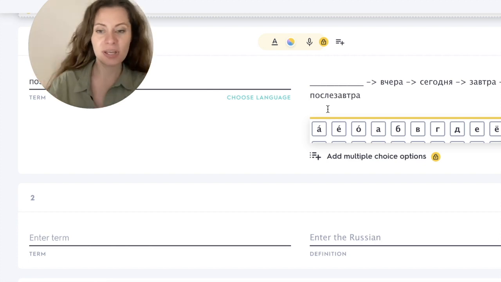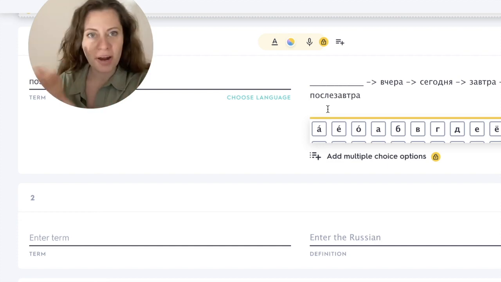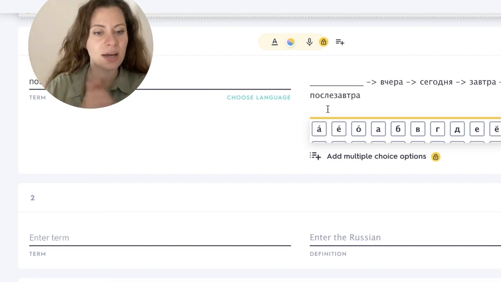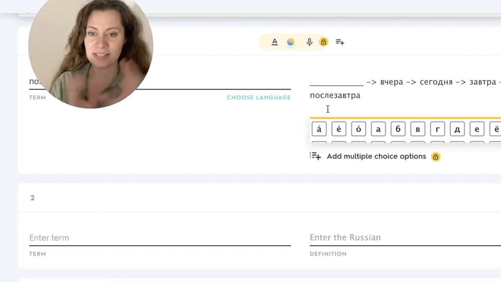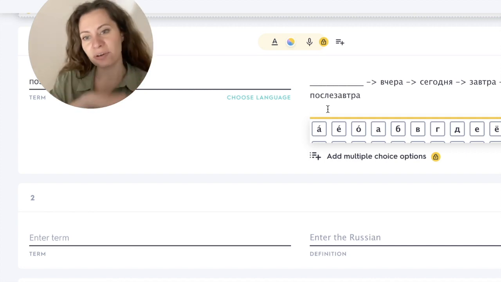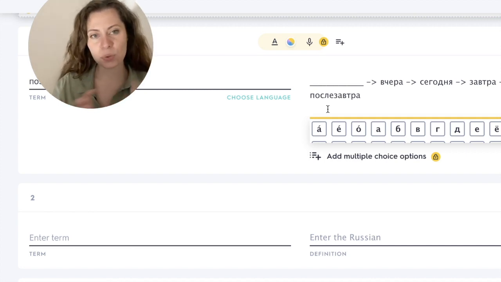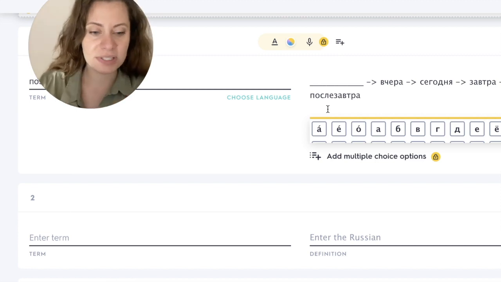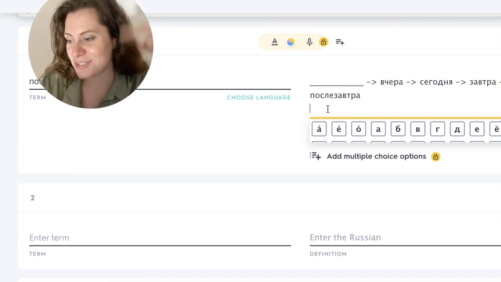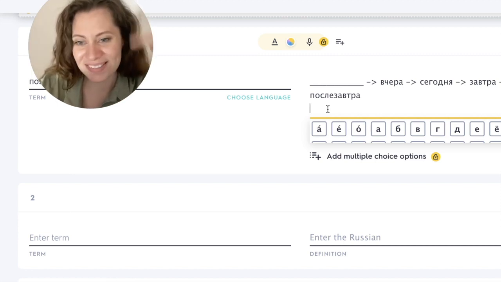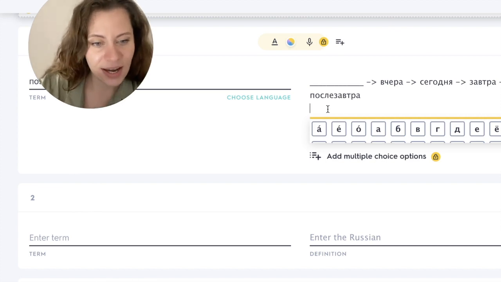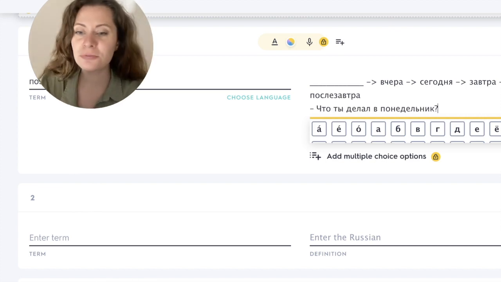For example, they want to talk to their loved one, for example, their Russian wife or husband. So I'm trying to make this sentence very applicable to their everyday life, what they can use with their loved ones. For example, позавчера. I'm just trying to make this sentence in my head. For example, что ты делал в понедельник?